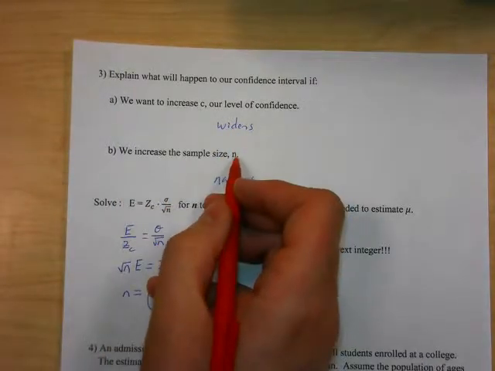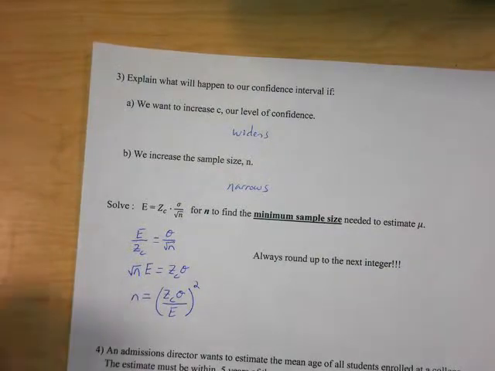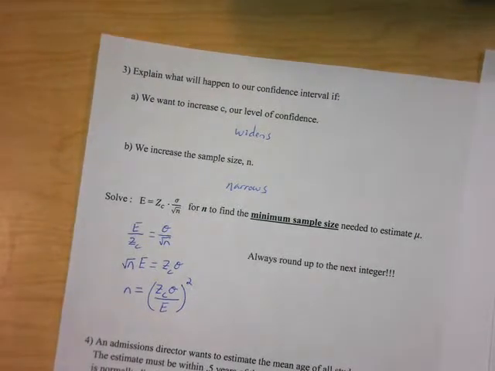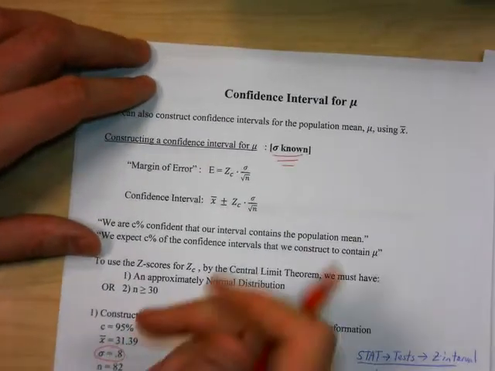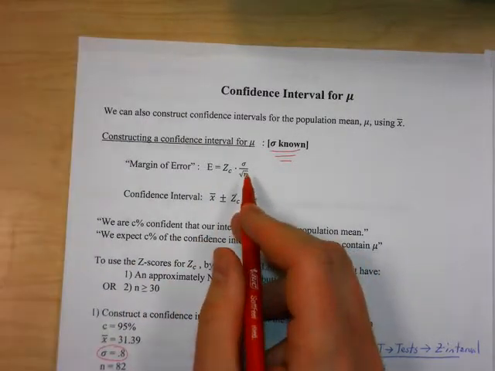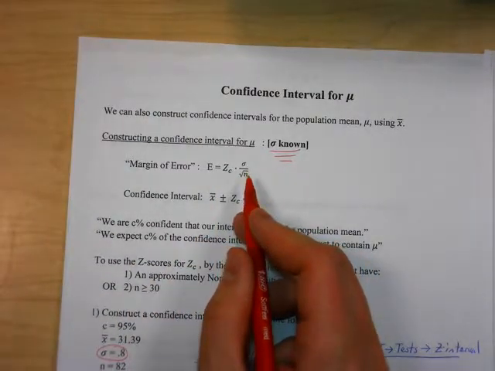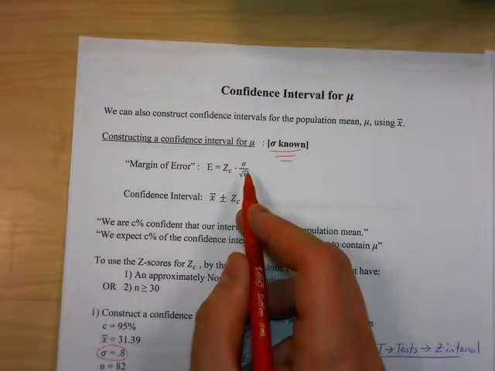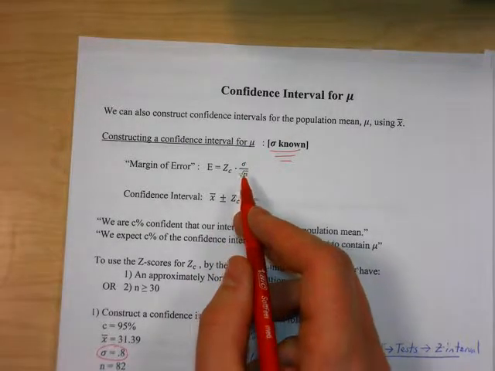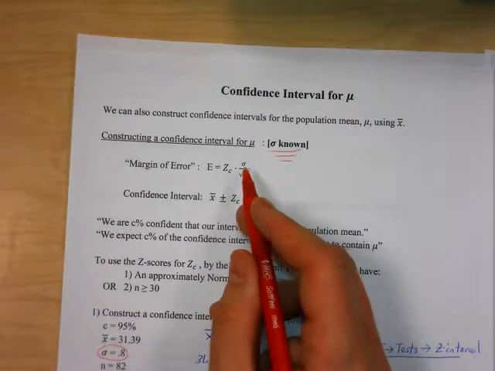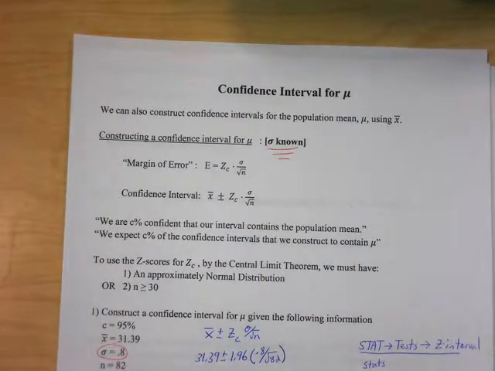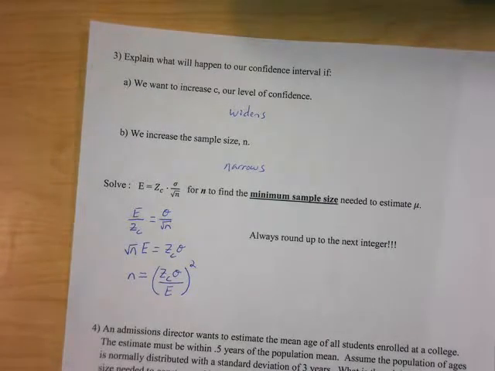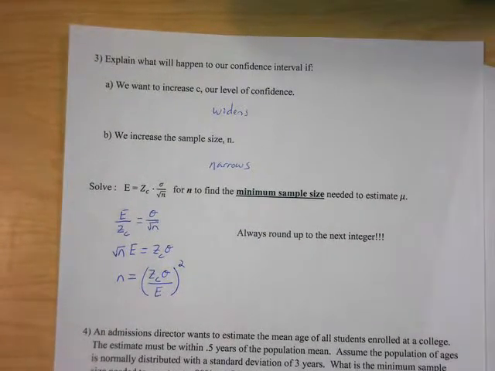If you increase the sample size n, when you go back to the formula, just very quickly, if you make n larger, just like with the population proportion, your sigma over square root of n will be a smaller answer. So as n gets larger, the margin of error gets smaller. Okay, so that will make your interval more narrow.